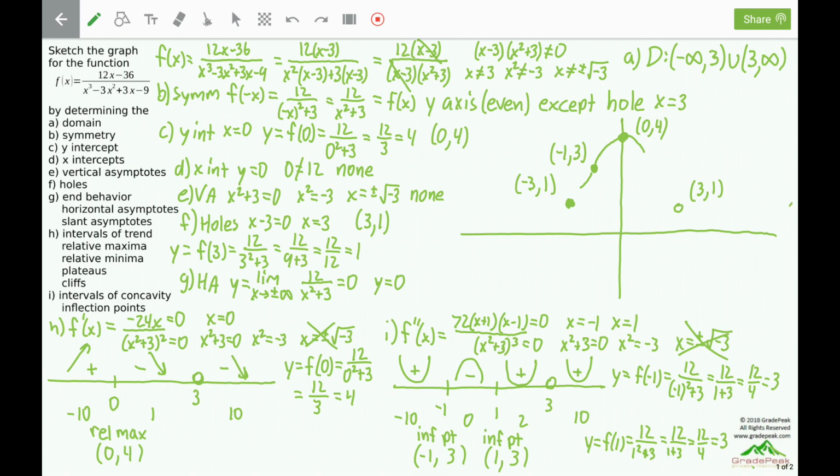We also have an inflection point at 1, 3. That'll be about right here. We can label that as 1, 3. On the left of it, it is concave down. That'll be over here, so it should be concave down there. And then it starts to become concave up. Concave up will be curving upwards, so we'll be sure that it's doing that.